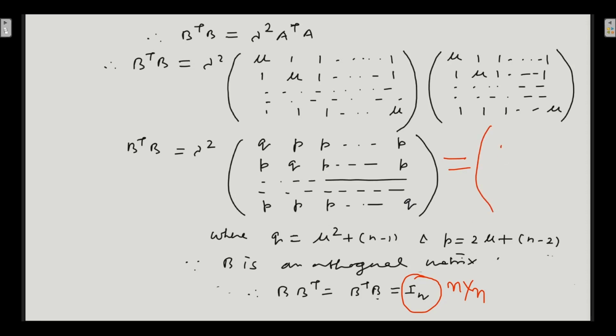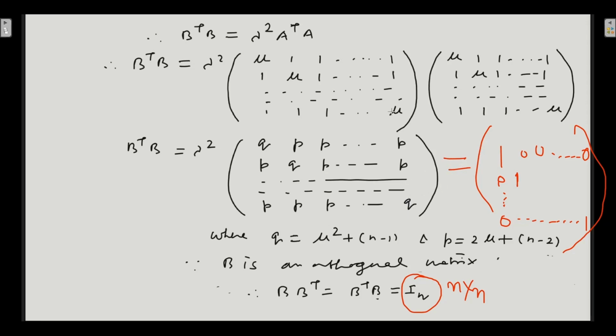So this is equal to what? 1, 0, 0, up to 0. Then 0, up to 0. Then up to 1. This is the n cross n unit matrix.